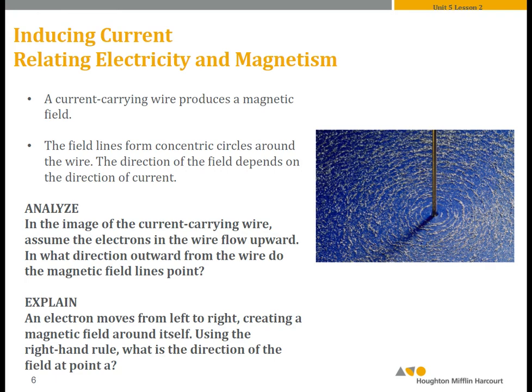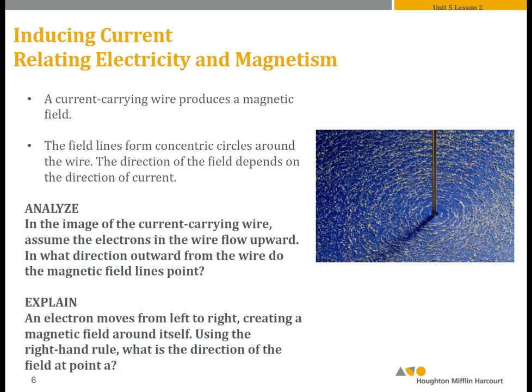If an electron moves from left to right, creating a magnetic field around itself, do the same thing. Use the right hand rule. Point your thumb in the direction the current is going. And here you have to remember that it's the direction the current is going, not the direction the electron is going. So if the electron is going left to right, that means the current is going right to left. So you point your thumb from the right to the left, and you wrap your fingers around to make a fist, and the direction your fingers are pointing is the direction that the magnetic field forms.